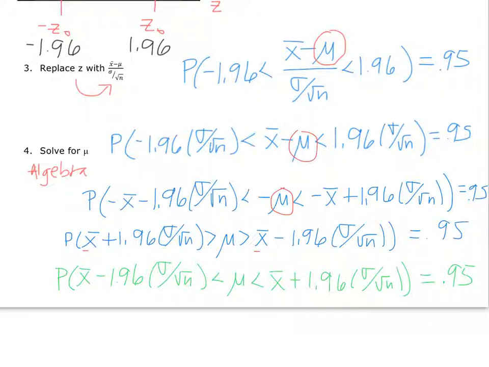Okay, so maybe you're seeing that we have achieved our goal. We have this probability statement. We've got mu in the middle all by itself, which is what we wanted. And we've got a quantity to the left of it, that x bar minus 1.96 times sigma over square root n. That is the lower bound. And the x bar plus 1.96 times sigma over square root n is the upper bound.